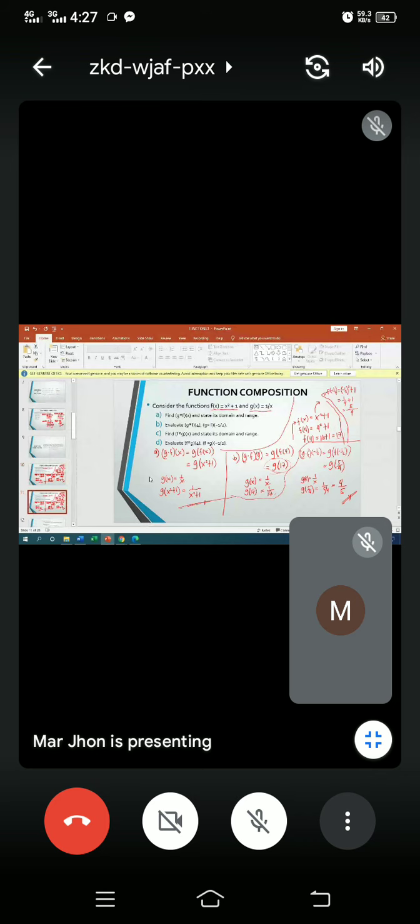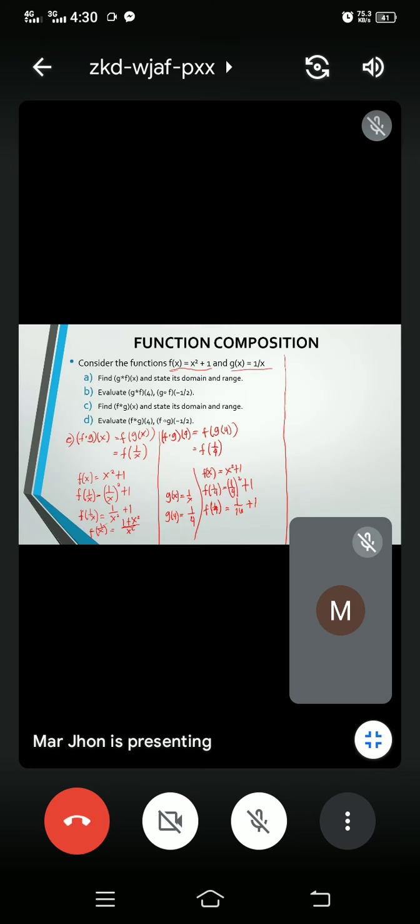16 plus 1. So 1 squared is 1, and 4 squared is 16. So 1 over 16. So your f of 1/4 is equal to 16 times 1 plus 16, which is 17. 17 over 16.